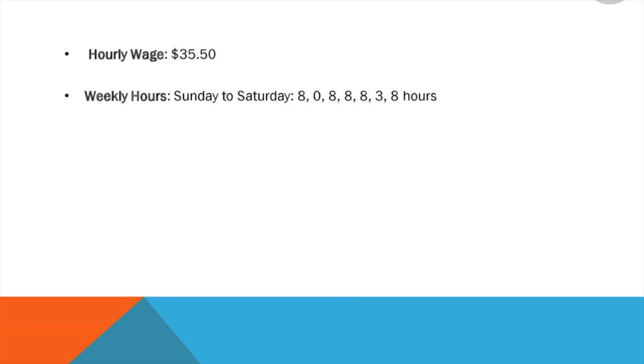And for Lawrence's payroll calculation, we have an hourly wage of $35.50, and his weekly hours, Sunday to Saturday, are 8, 0, 8, 8, 8, 3, 8, which again is Sunday for 8 hours, Monday for 0, Tuesday for 8, Wednesday for 8, Thursday for 8, Friday for 3, and then Saturday for 8.